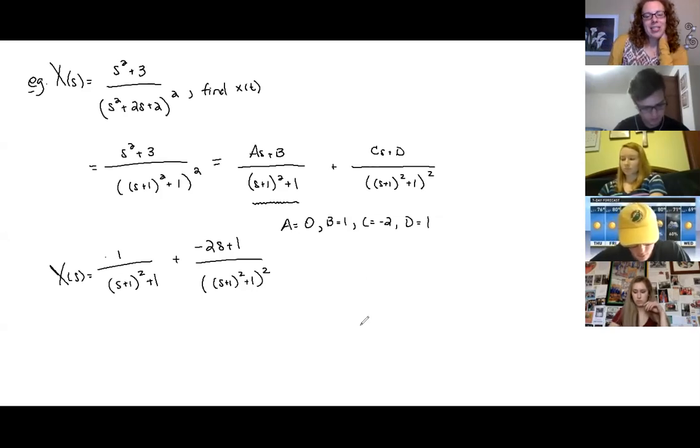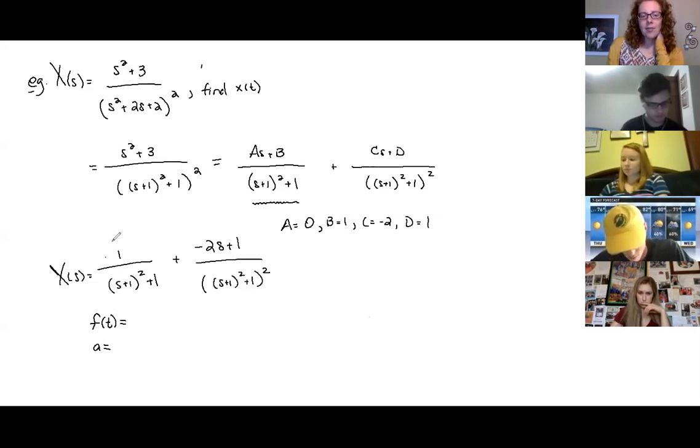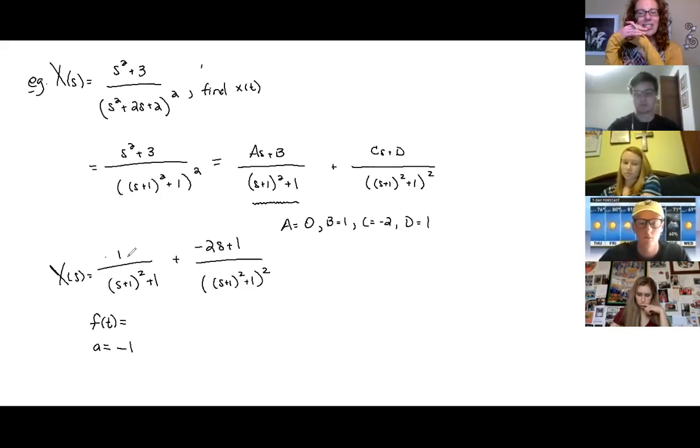First piece should not be a huge, horrible thing. Think about what your first piece is for what's your f of t and what's your a value. Look in the front of the book. If you just had an s here instead of an s plus 1, we know that a is going to equal negative 1 because it's s plus 1. If you just had an s instead of an s plus 1, what do you got? Give me a virtual hand raise. Help me out. There aren't even any coefficients that you have to play with.